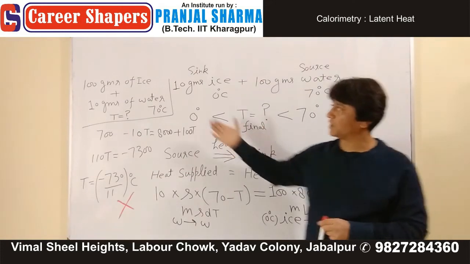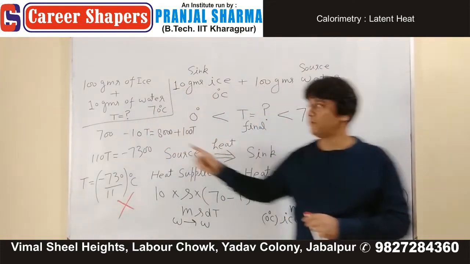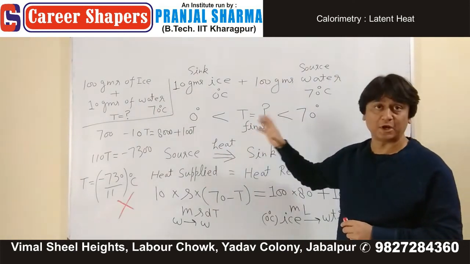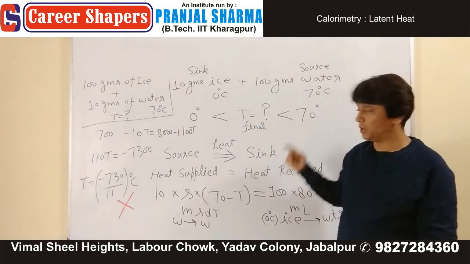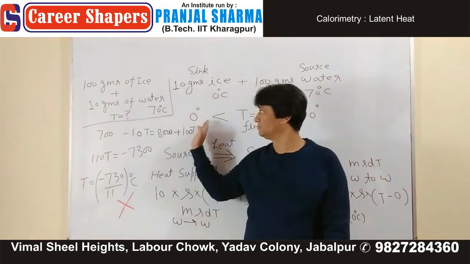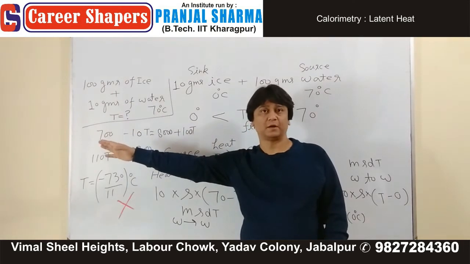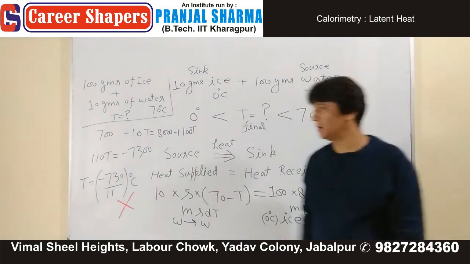If you are mixing ice and water, something at 0 with 70, your final temperature should lie between 0 and 70. और यहाँ क्या हो रहा है? टेम्परेचर कहाँ चला गया आपका? 0 के भी नीचे. क्यों चला गया? क्या गड़बड़ है? अब इसको समझते हैं.